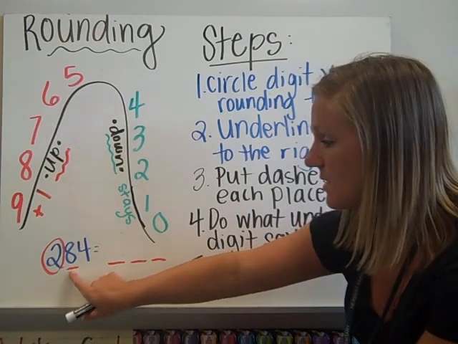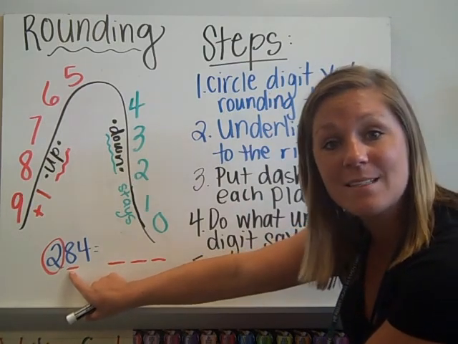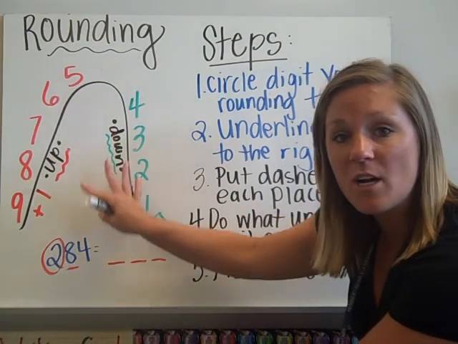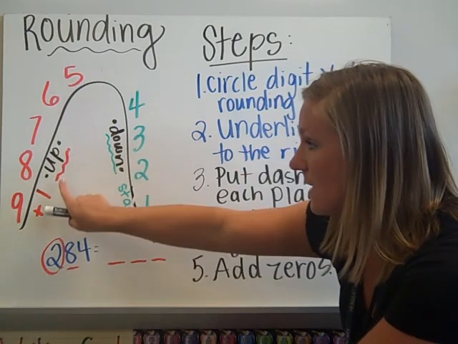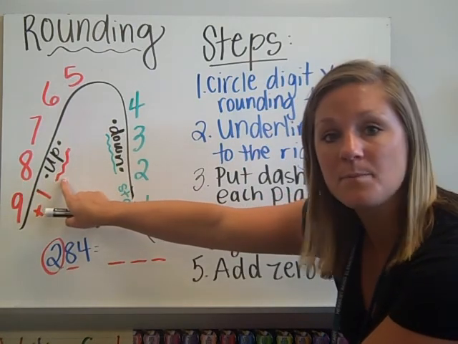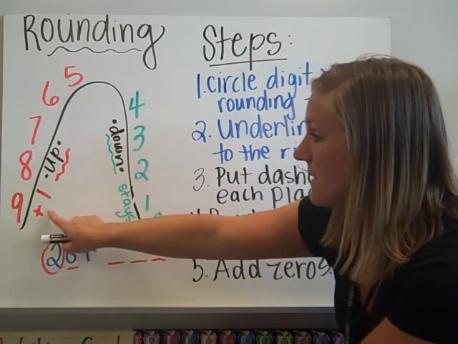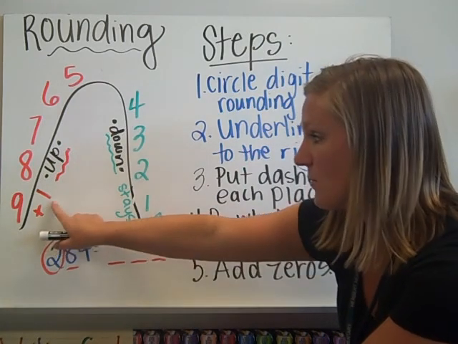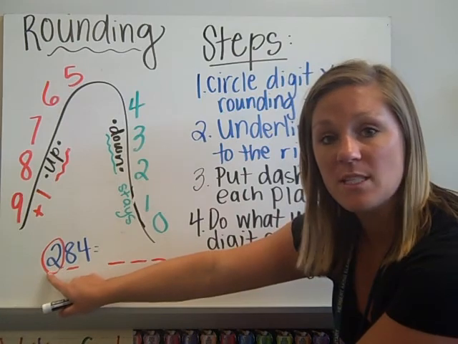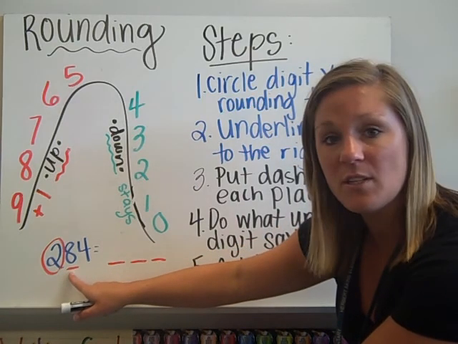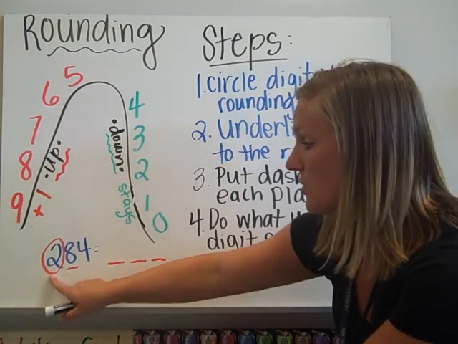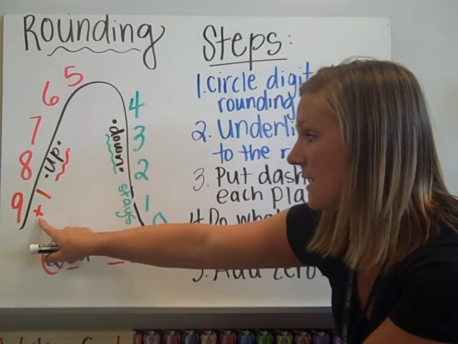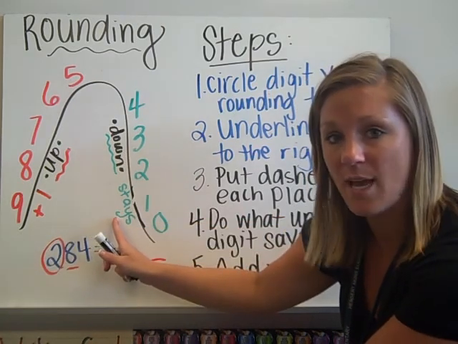So this is my magic number I'm looking at, 8. If I look at my magic chart here, an 8 tells me I need to round up. What that means is to add 1. Now, I don't add 1 to this digit. I add 1 to the circled digit. So this digit I've underlined is telling me what to do to the circled digit, whether I need to add 1 or keep it the same.